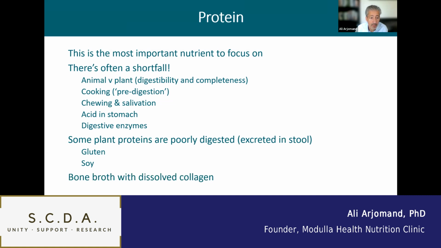And SCD talks about making bone broth and using a little bit of vinegar to help dissolve the collagen, an excellent source of protein. It's better than just the chicken juice. It's the actual dissolved collagen coming off the bones.